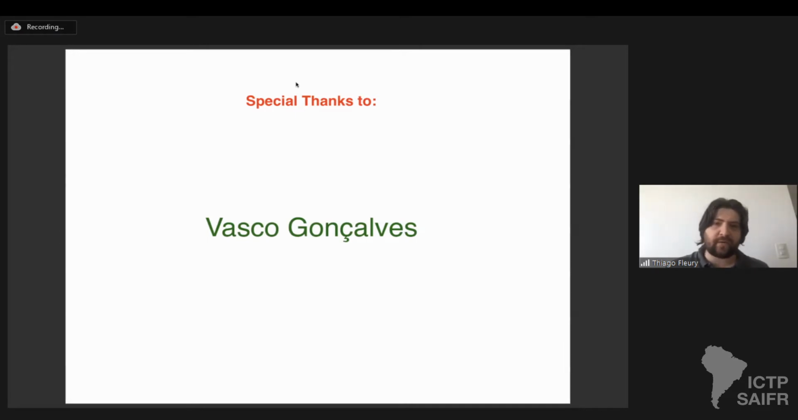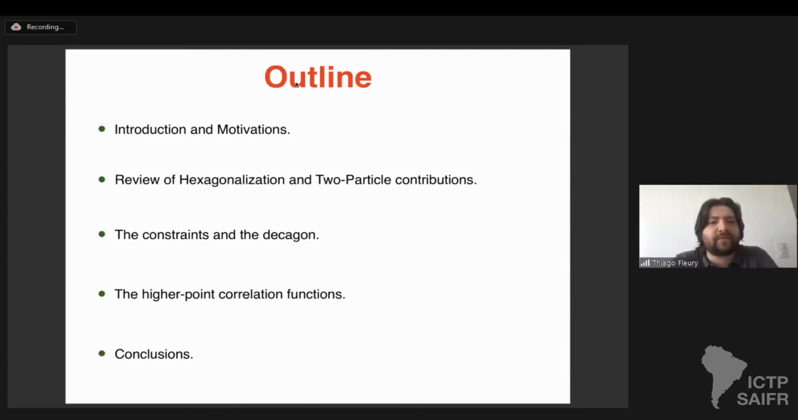So the outline of my talk is as follows. I will start with some introduction and motivations. Then I will do a very, very short review of hexagonalization and some two particle contributions that do not appear in the octagon. Then I will mention the constraints on these objects, and I will mention the computation of the simplest 5-point function that we call the decagon. Then I will move to make some comments on even higher point correlation functions, 6, 7, and so on. And I finish with my conclusions.